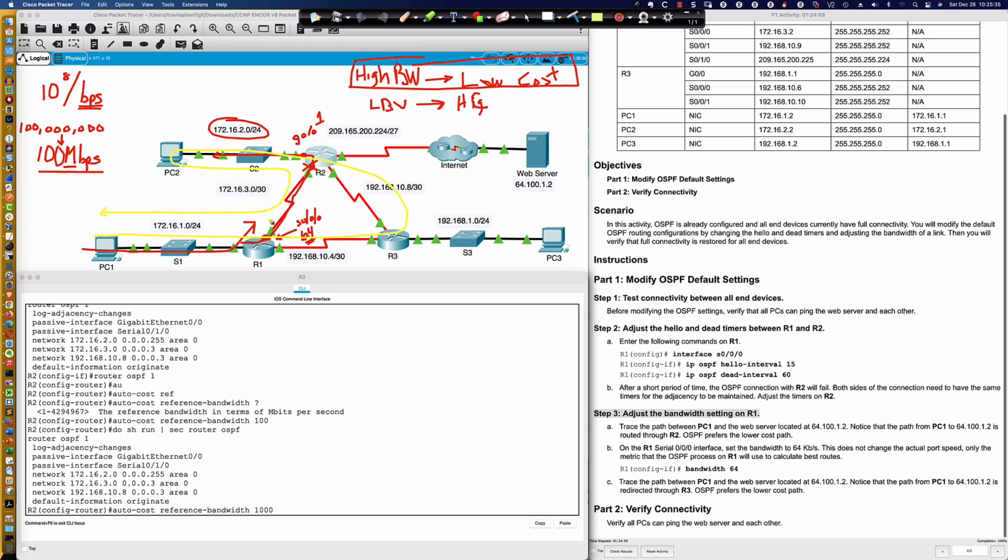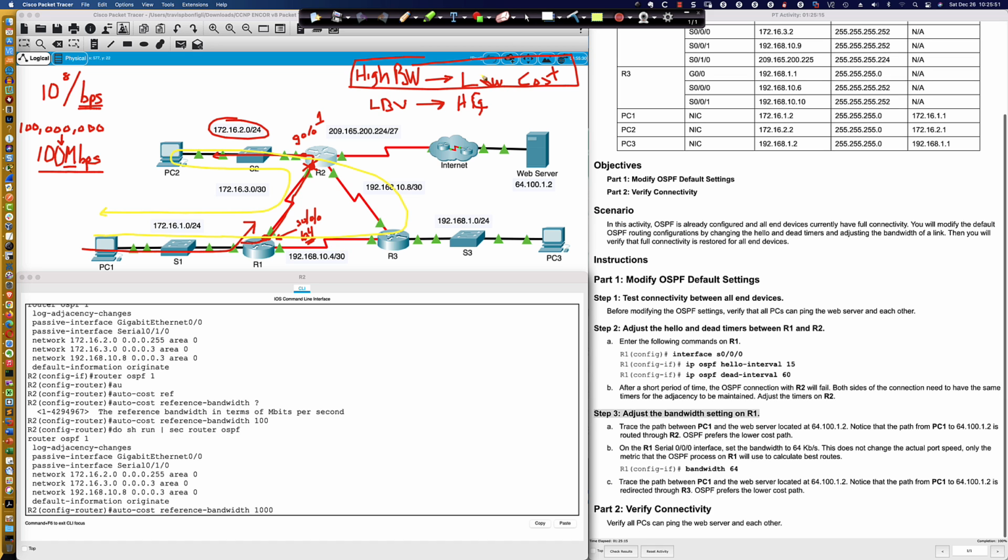So again, that's asymmetric routing. Is it a bad thing? Well, it depends, right? It really depends. And in this case, if this is a 64 kilobit per second link and we didn't set that on that interface on router 2, it would be a bad thing.